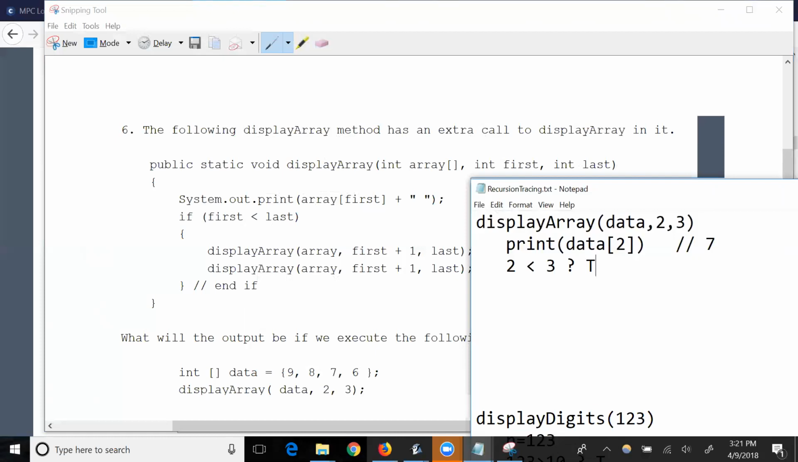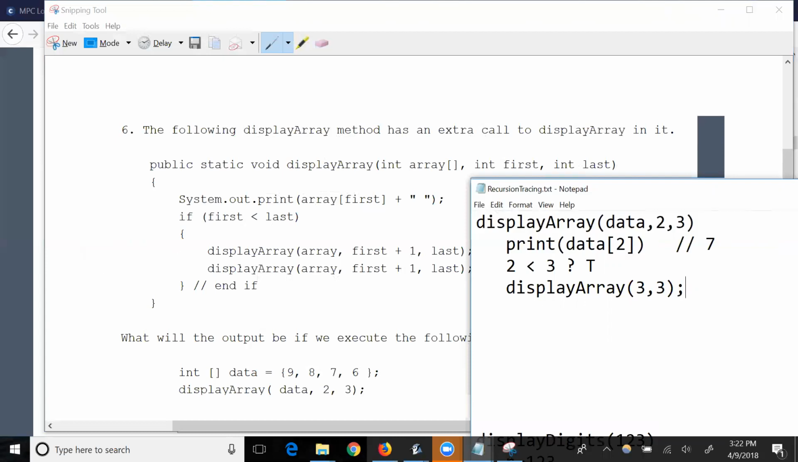So we have to display array of first plus 1, last, and display array of first plus 1, last, right? This is actually pretty complicated, but we're going to call display array of 3, 3, and then we can't actually do the second display array 3, 3 until we come back from the first one, right? So we have to jump into another level down.